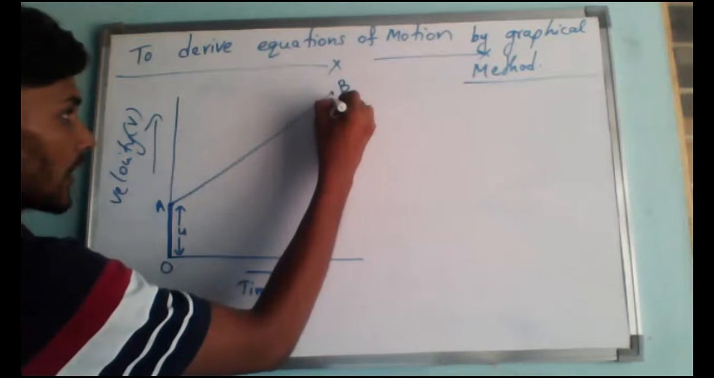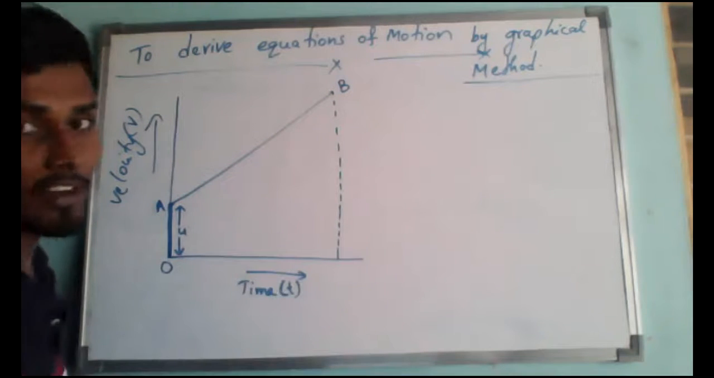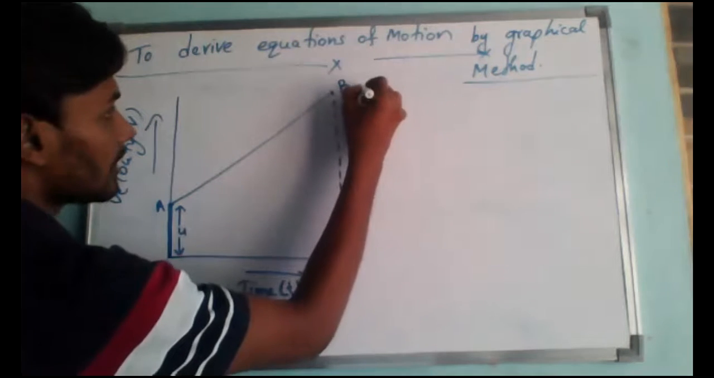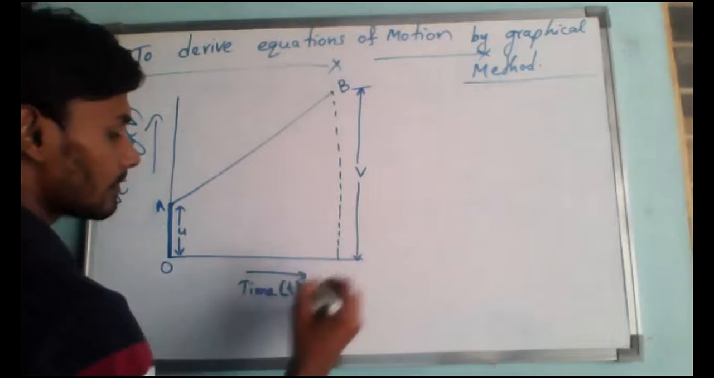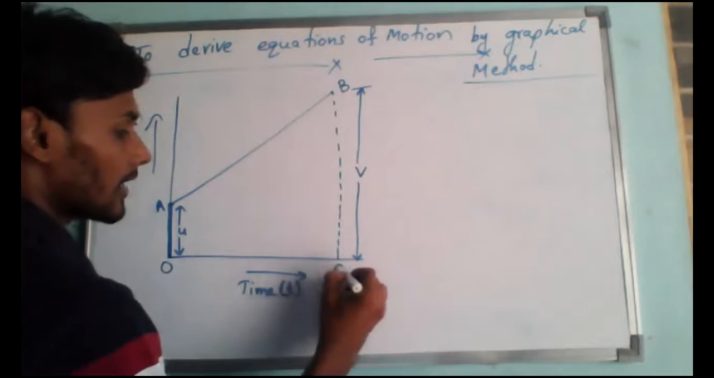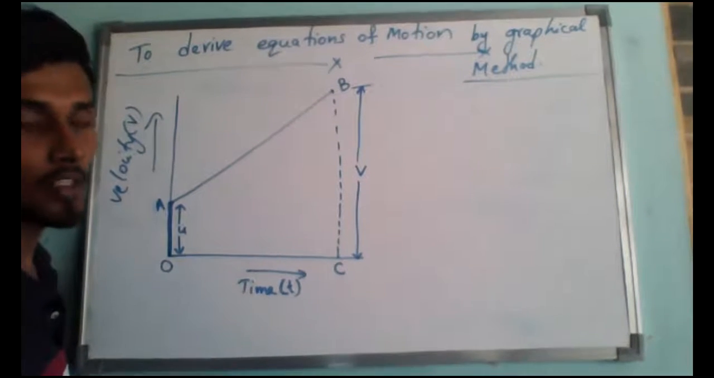From that point, if I extend downwards to the x-axis, that is called what? Final velocity. Is it yes or no? Yes, sir. And let me assume that point is C.